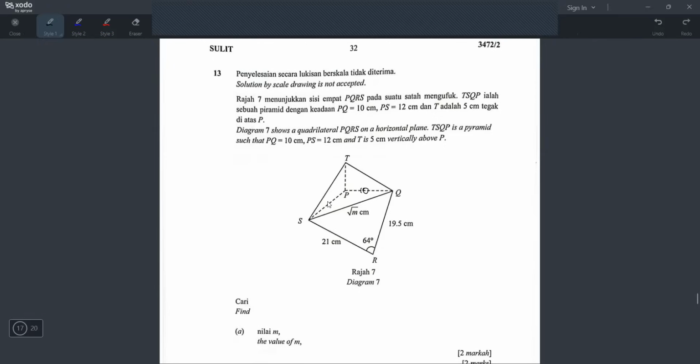Okay, PS is 12. Okay, tulis saja. T is 5 cm vertically above B. T is 5 cm vertically. So TP punya jarak is 5 lah. Okay, what you have to be careful here is this word. You have to take note this word vertically.